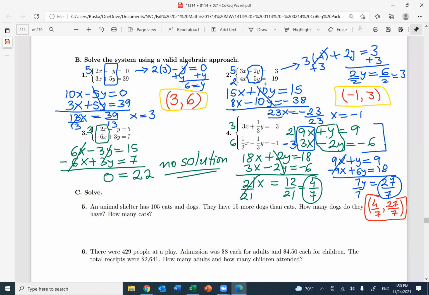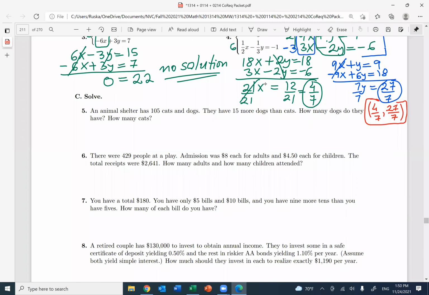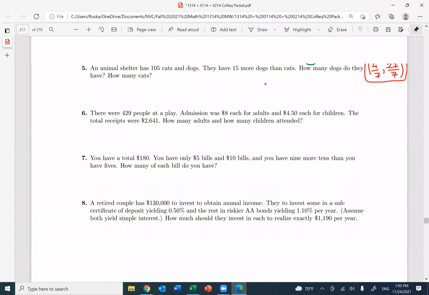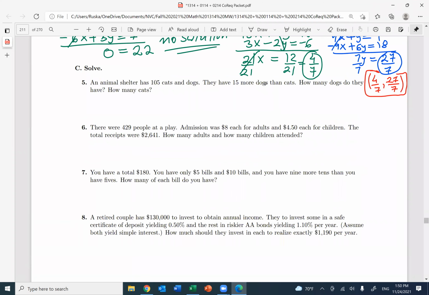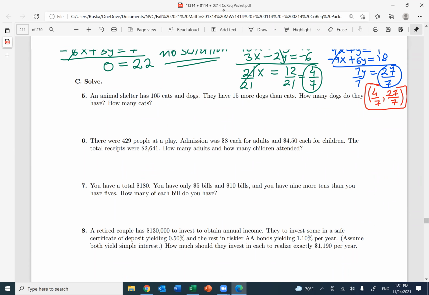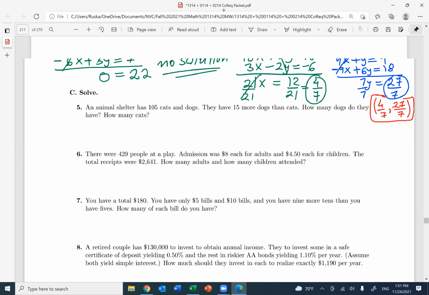Okay? So now, let's do one word problem. So pick one from 5, 6, 7, 8. Just one. I'm going to do one. Let's do 5 then, if nobody wants to pick. So I'm going to do 5.